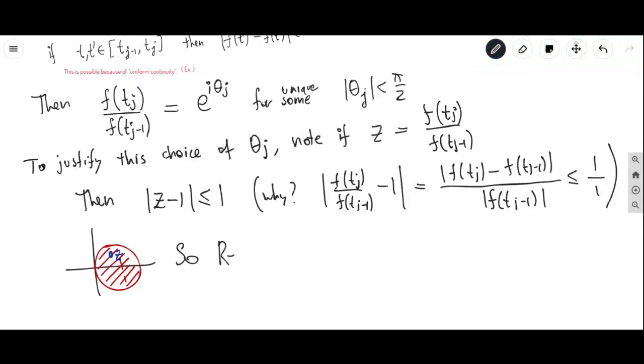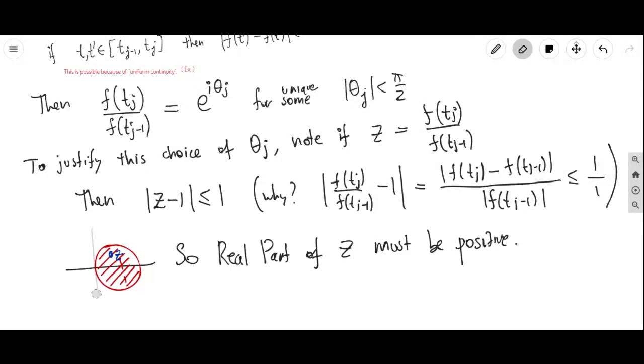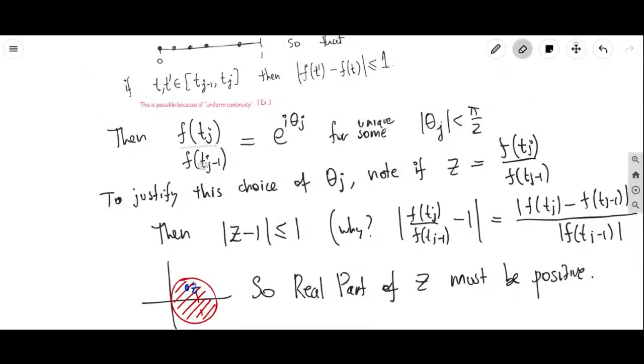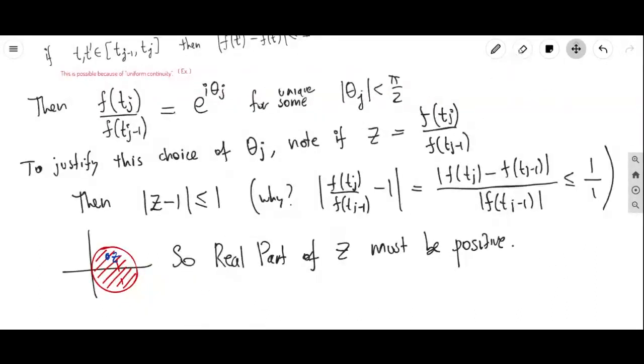And so the real part of z must be a positive number. If the real part of z is positive, then z is in the right-hand plane. And if you're in the right-hand plane, the angle goes up to pi over 2, and in the opposite direction, it goes down to negative pi over 2. So that's the reason why you can do this. You can express this ratio like this. That's the justification for why you can do that.